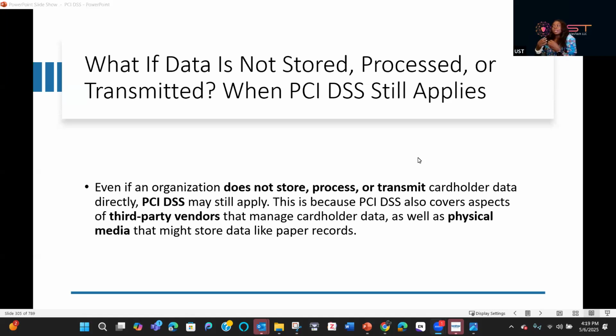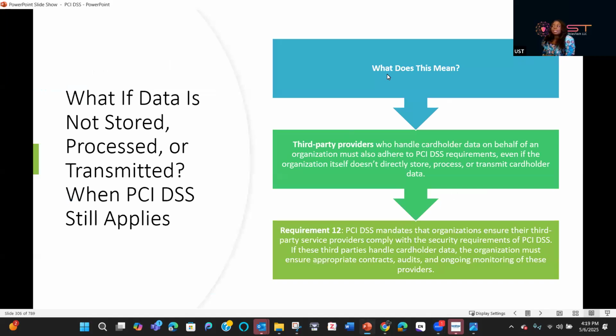Do you see? I don't know if you are able to regularly assimilate and understand all these core regulatory frameworks and see how serious it is, right? Not even talking about third-party vendors, but even physical media that might store data, like paper records. If you have to store that data, then PCI DSS applies. But what does it mean?